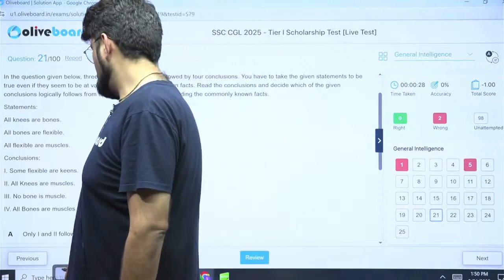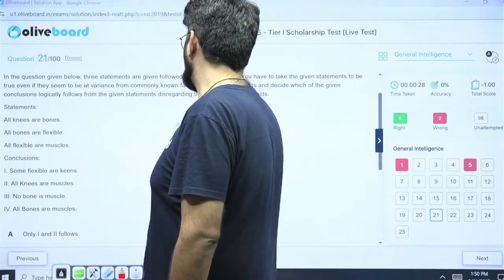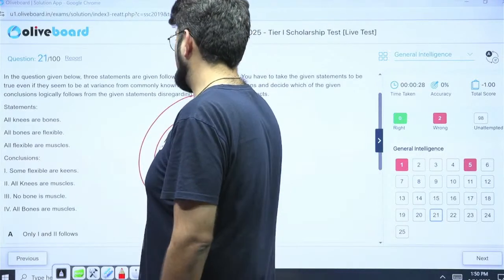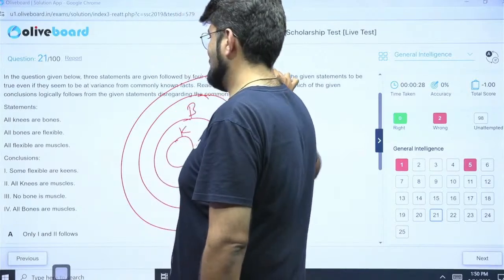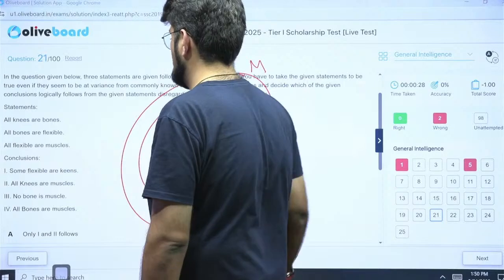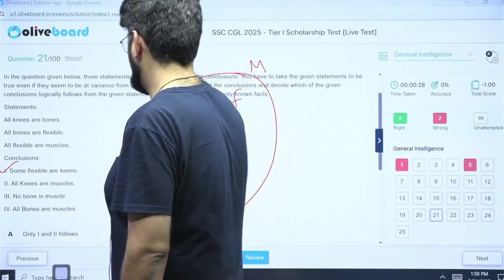Syllogism, and some easy syllogism, not difficult I think. All knees are bones. All bones are flexible. All flexible are muscles. Some flexible are, this is knees obviously, not keens. Some flexible are knees, yes. All knees are muscles, yes.